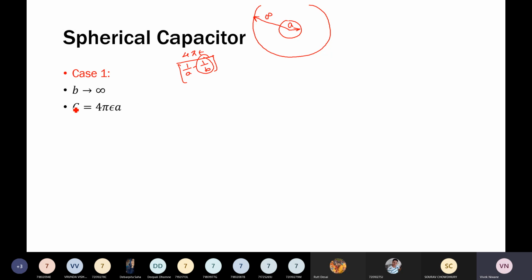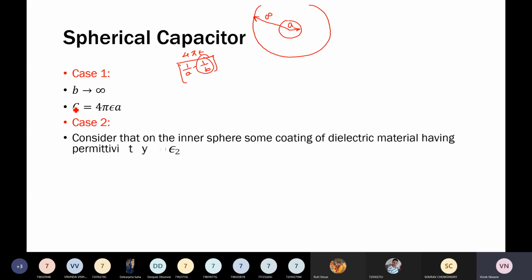Let us go for case 2. Now this case 2 is very interesting. Consider that on the inner surface some coating of dielectric material having permittivity epsilon 2 is applied from A to R1 and radius of outer sphere is infinity. क्या कहा?